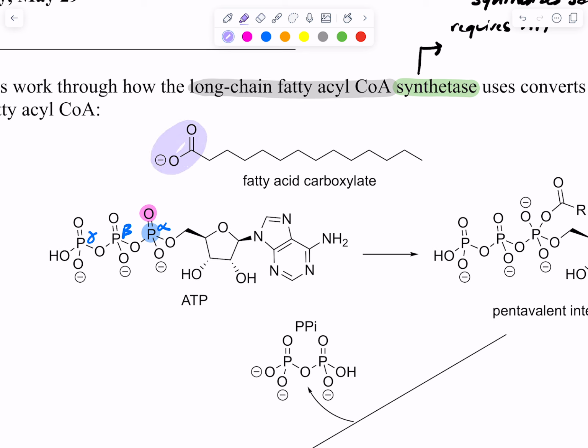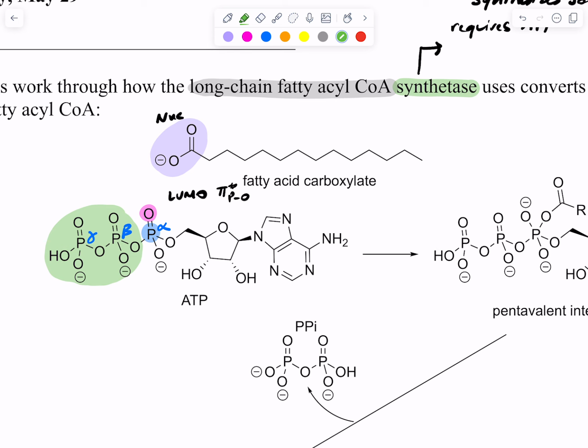The fatty acyl carboxylate is going to be our nucleophile. The ATP is our electrophile, and the LUMO is the phosphorus oxygen pi star. The leaving group is going to be this pyrophosphate group. It's going to be able to leave because as it leaves, its conjugate acid has a pKa of around 7, so it's a decent leaving group.